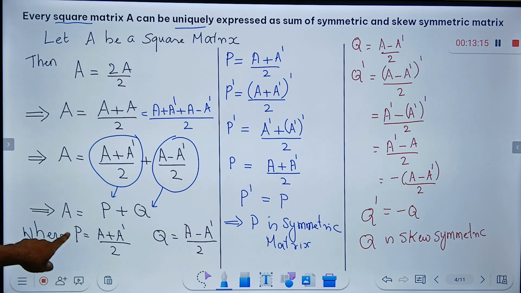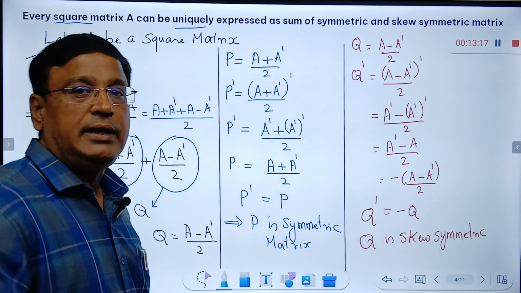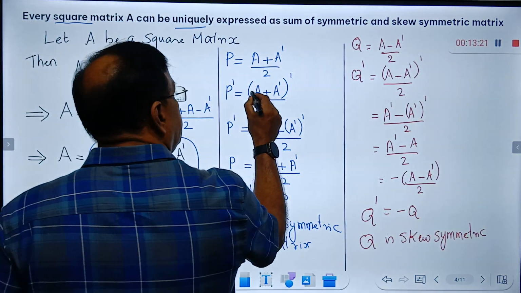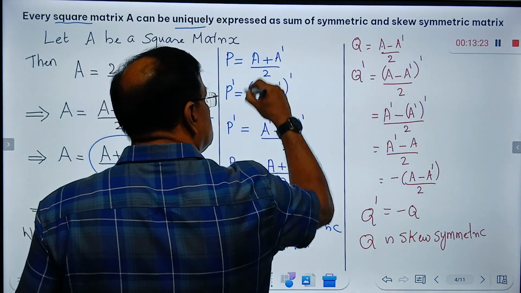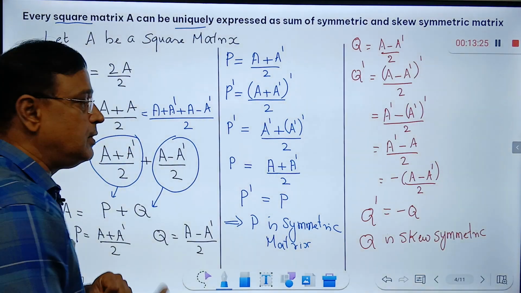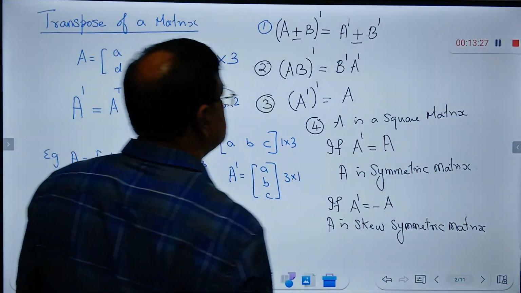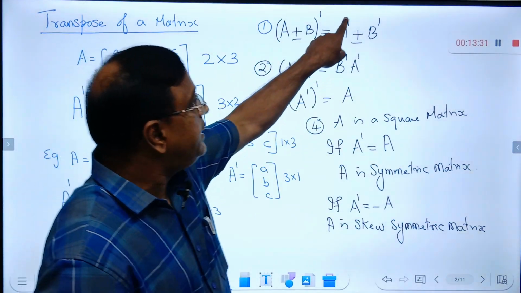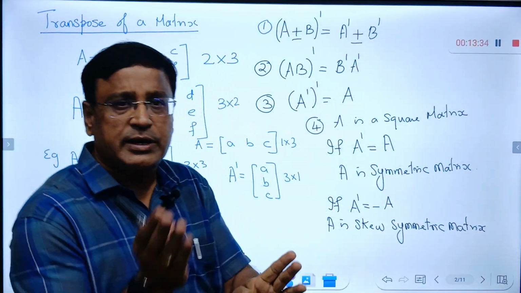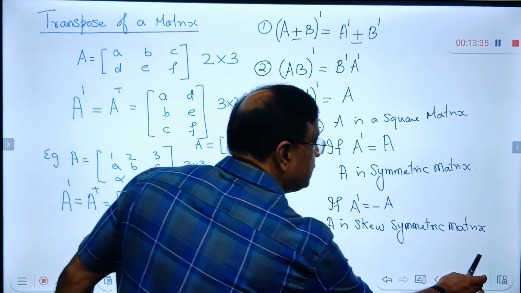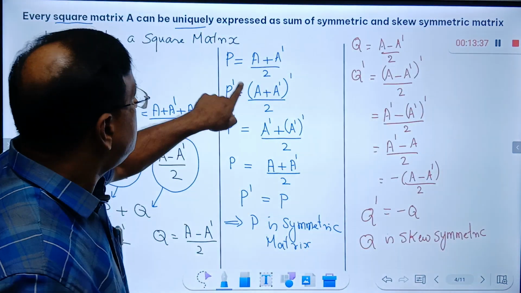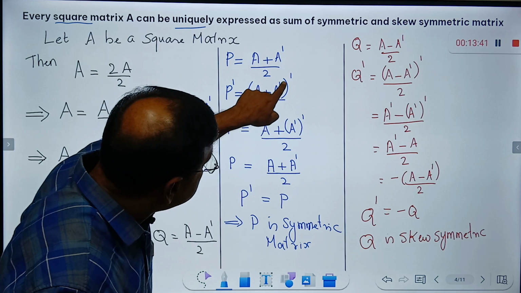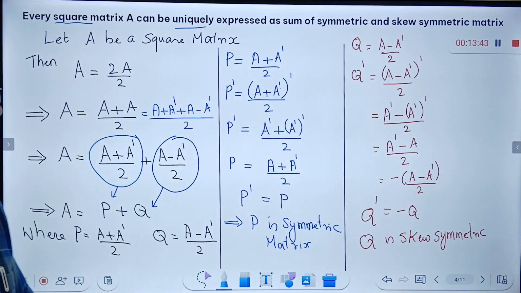Now what do you do? You take this P and take the transpose. When you take the transpose, you get (A plus A transpose) the whole transpose. Now by this result, look at this result: (A plus B) transpose is A transpose plus B transpose. The transpose gets distributed. So similarly, here what happens? A transpose plus (A transpose) transpose, correct?